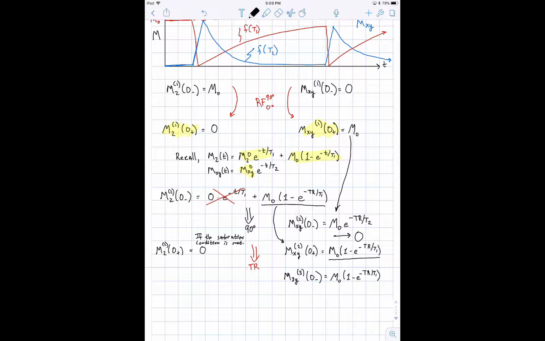But we've decayed that transverse signal, right? And so we have to multiply using the equations of free precession with relaxation, and we have an e to the minus what? How much does the transverse magnetization decay? According to, yeah, e to the minus TR over T2.